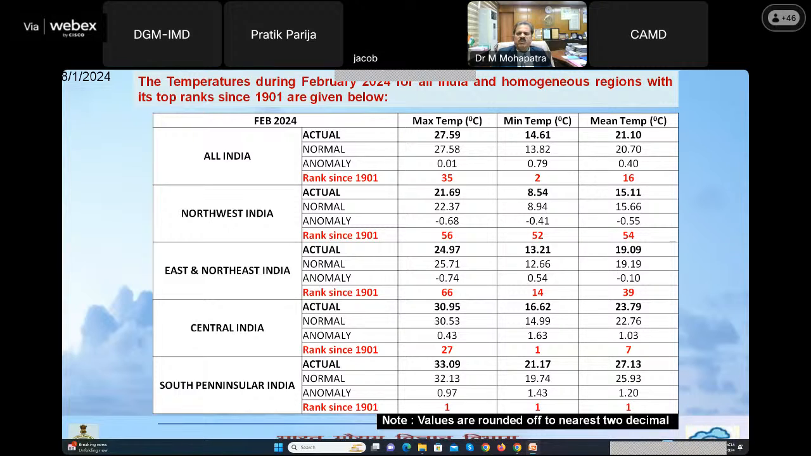East and northeast India, similarly, is not so anomalous. Central India, if you look at the minimum temperature, yes, it was. It was the highest minimum temperature for Central India in the recorded history from 1901. South Peninsular India, if you consider, it was warmer in terms of maximum temperature, minimum temperature, and mean temperature. It ranked 1 since the data of 1901.